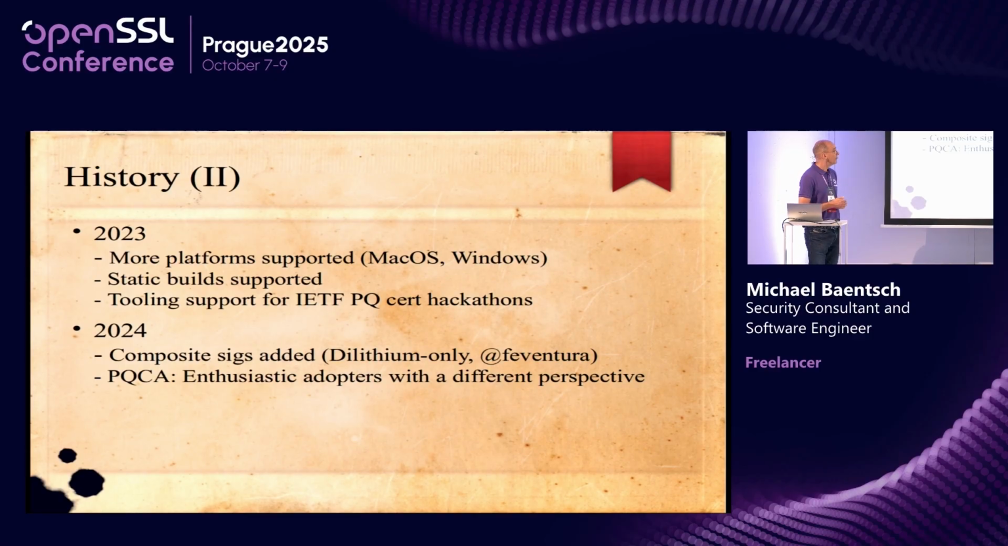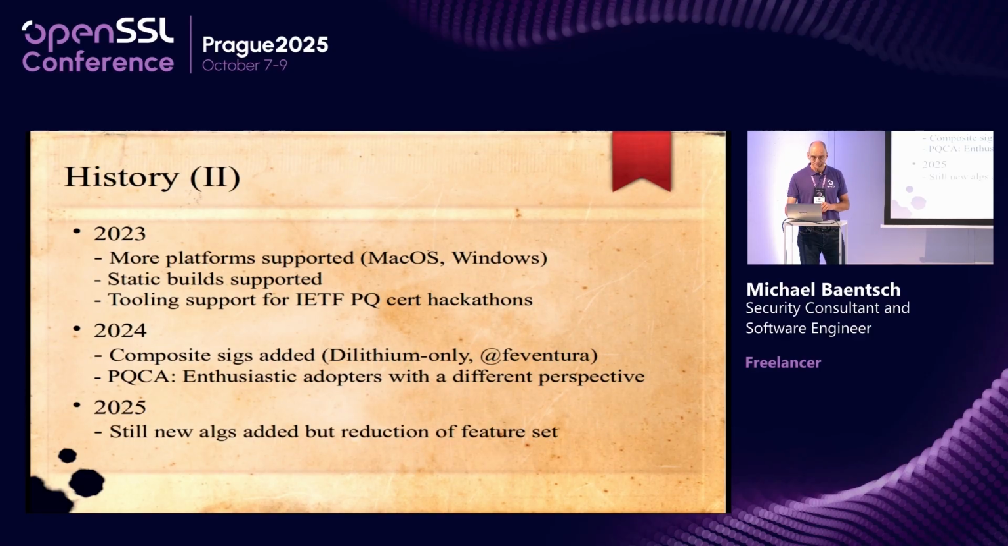2024: there was another feature added, composite signature algorithms. It's a different type of hybrid, a different spec that was done by Entrust, Felipe Ventura. And also the OQS project joined the Linux Foundation organization, which has a slightly different perspective on how open source is done, at least from my experience, but I'll cover that a bit later.